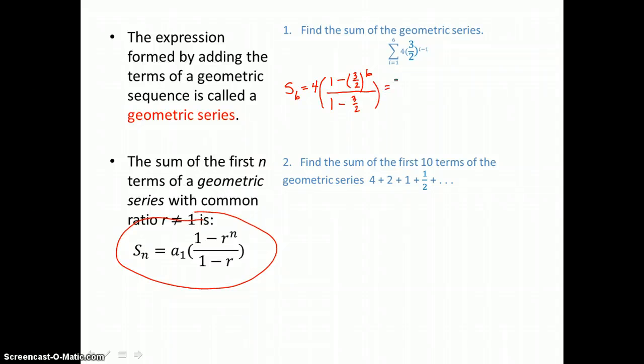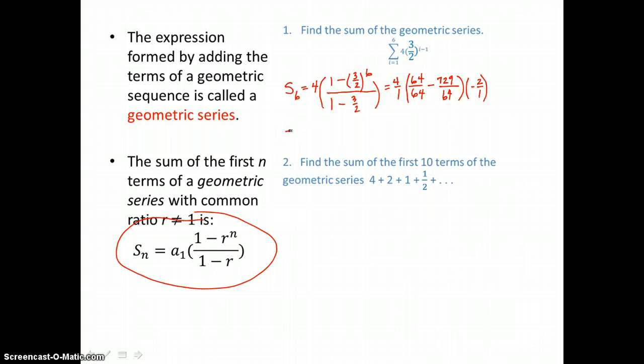Now we need to simplify, so we have 4 over 1 times a numerator here of 3 to the 6th power, which I'll use my calculator to evaluate. 3 to the 6th power is 729. And 2 to the 6th power I know is 64. So I'm going to write 1 as 64 over 64 so that I can have a common denominator and combine those terms. In the denominator I have 2 halves take away 3 halves, that's negative 1 half. But we don't divide by a fraction, we multiply by its reciprocal instead. So I'm going to invert and multiply.